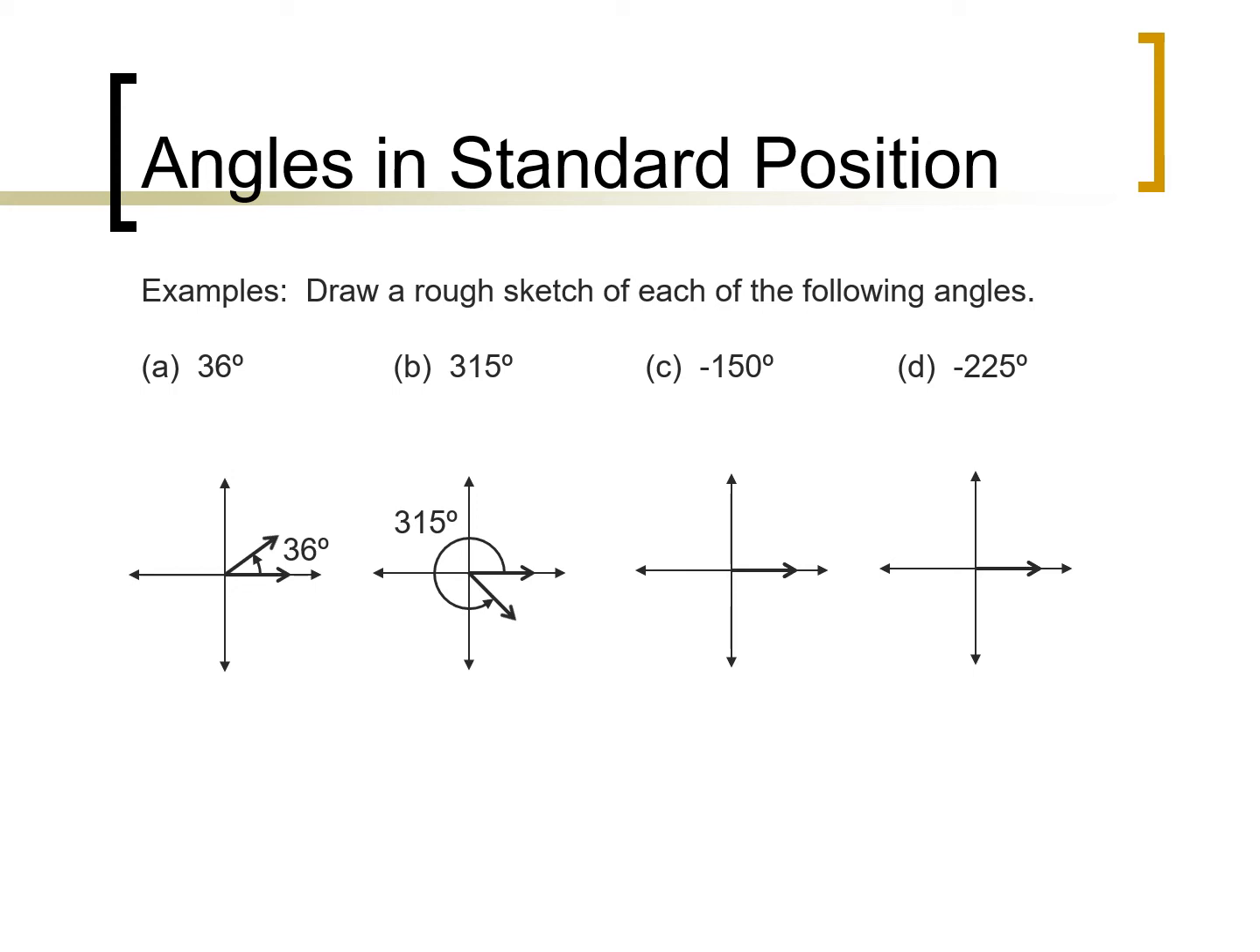Negative 150 degrees. Well, we have a negative angle over here, which means I'm going to spin that initial ray in the clockwise direction. I know that if I spun negative 90 degrees, it would put me pointing straight down. And I know if I spun negative 180 degrees, it would put that angle pointing directly to the left. So I need between straight down and directly left. Negative 150 will look like this. And again, make sure you're putting that little arc marking with the arrow at the end to show how you were spinning to get that angle.